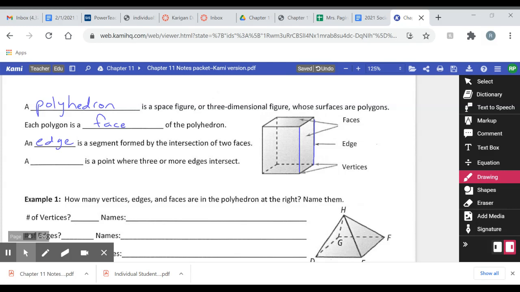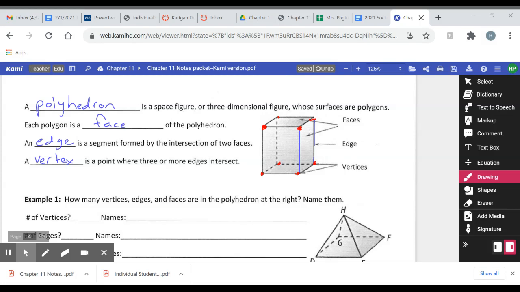And then the last section here is a vertex. A vertex is a point where three or more edges intersect. Like this is a vertex. I can see that there are at least three lines that meet up at that point. This is a vertex. This is a vertex. This is a vertex. Think of how many are in this figure, and there are 4 more, so a total of 8.